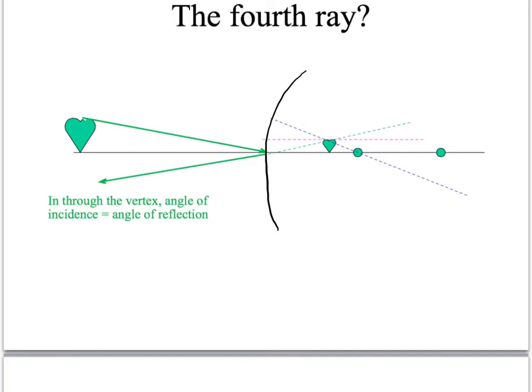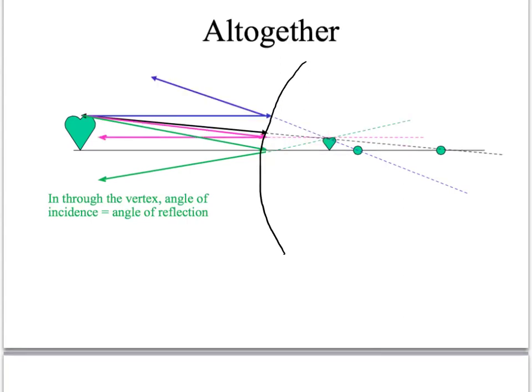And this one's easier, this one's not as confusing. It's going to go in through the vertex. So in through the vertex, angle of incidence is going to equal your angle of reflection. And you're going to bring back that reflected ray. Remember, you only bring back the reflected rays. And it should meet up right there with all the others. And this is the mess it looks like when it's all together. So it's kind of hard to have your drawing and say, oh, this is what I'm going to do. What's more important is that you know what the four rays are and you know the process, because there's no way you can memorize this.